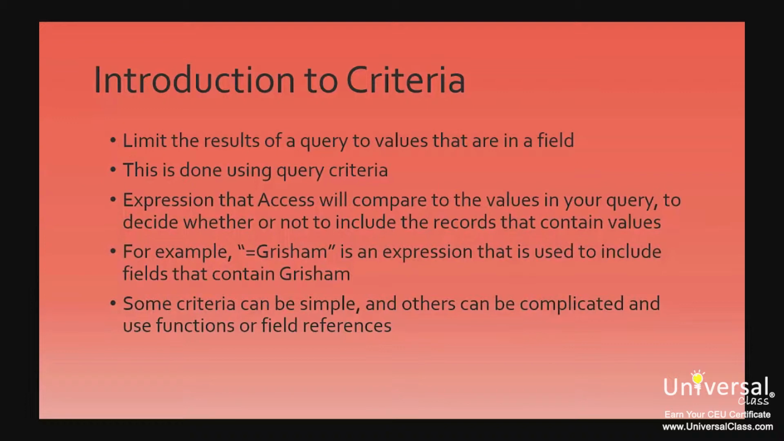For example, the expression equals Grisham is an expression that would be used to include the field that contains Grisham. If the value for a field was Grisham, then Access would include that in the query results. Criteria can be very simple or complicated. Some criteria that you see is very simple and uses basic operators such as a plus or minus sign. However, others use functions such as DateDiff or field references like birth date. You'll learn how to write criteria in this lesson.